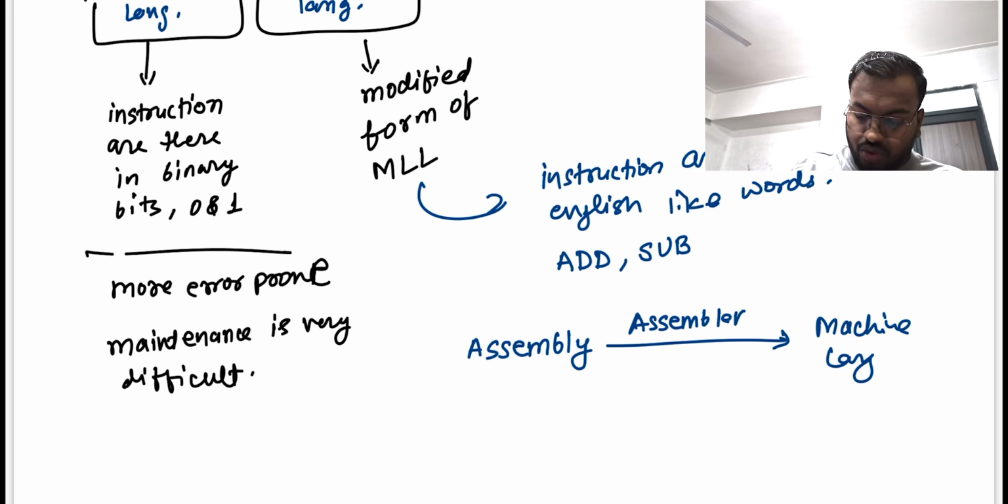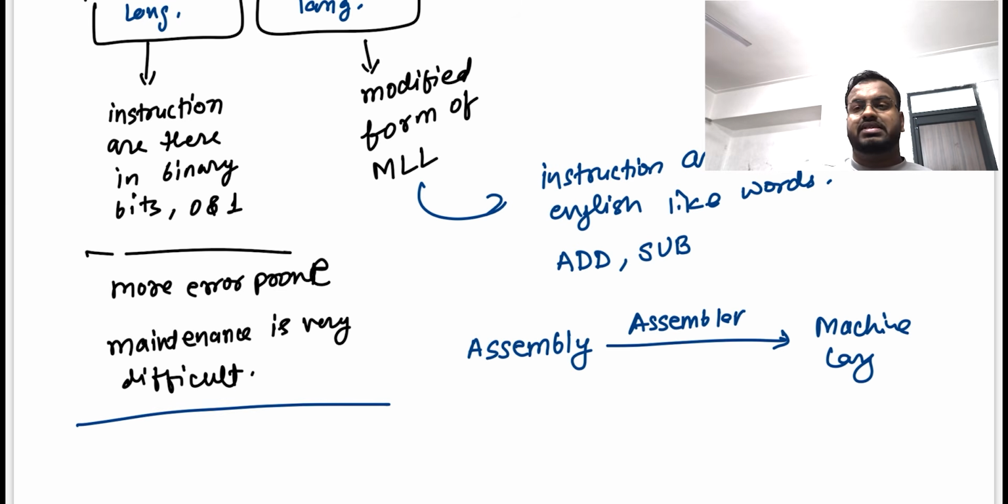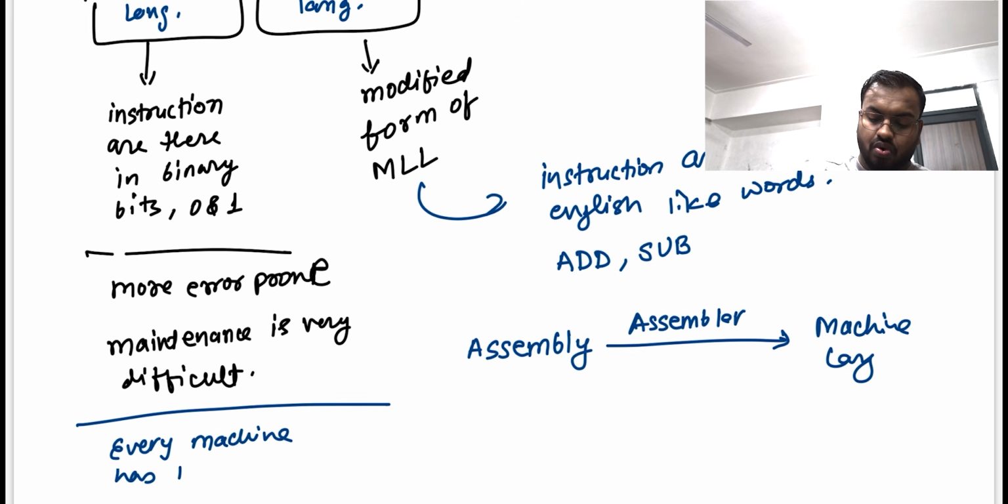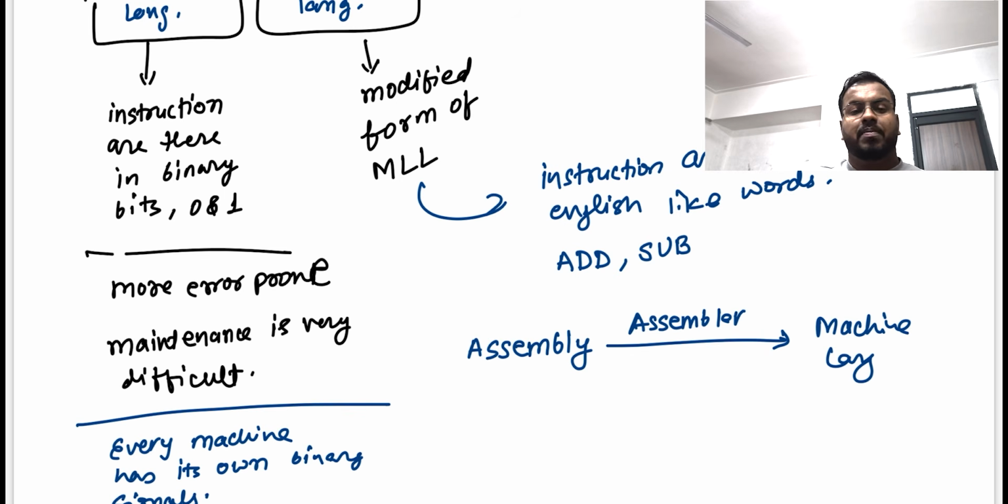One thing which I want to discuss is machine language. See, every machine language has its own instructions, means binary bits, means its own binary signals. So every machine has its own binary signals. That's why this language is not portable. Portable means a program written on one machine can be executed on another machine. So machine language was not portable.